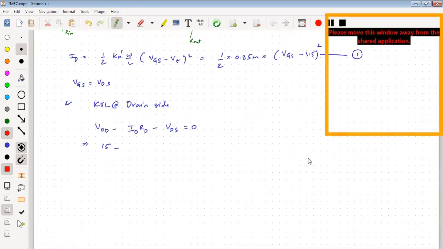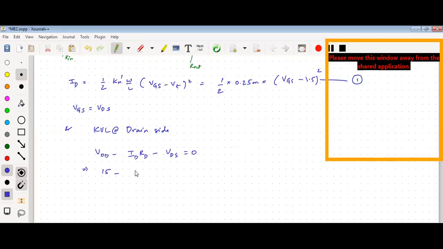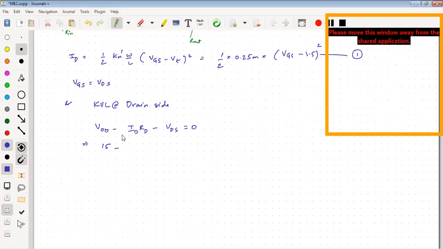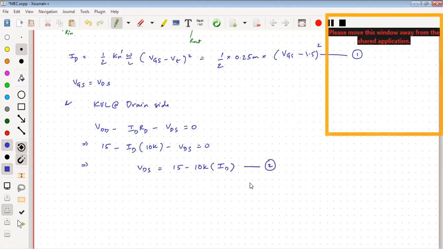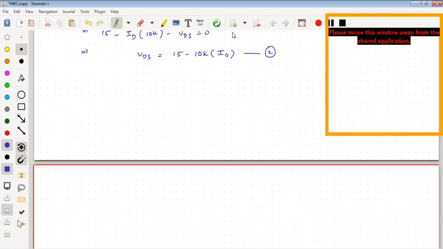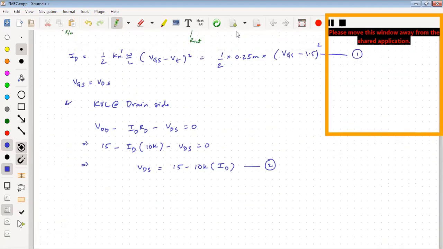So here I get 15 minus ID, which I don't know, into RD, 10 kilo ohms, minus VDS, which I also don't know. From this I write VDS as 15 minus 10 kilo into ID. I will write this as equation 2. Equation 1 I already know. So substitute equation 2 in equation 1.